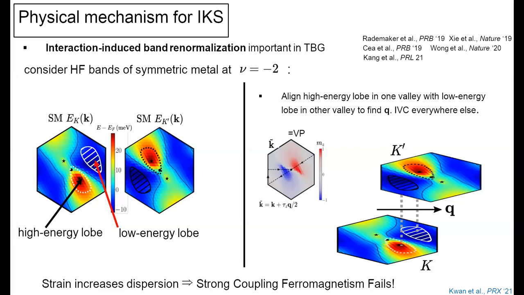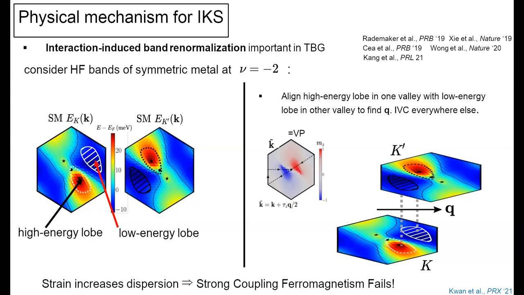The idea of making intervalley coherence at a finite wave vector is the following. If you shift this Brillouin zone with respect to this by a wave vector Q, you can line up the high energy lobe of this Brillouin zone with the low energy lobe of this Brillouin zone, and the high energy lobe of this one, low energy lobe of this one, the high energy lobe of this one. So then what you have, look at this map here. Everywhere in the Brillouin zone, you make sort of an equal superposition of the two bands. So you're making an intervalley coherence state between the two bands, and you're sort of putting that pseudospin vector in plane.